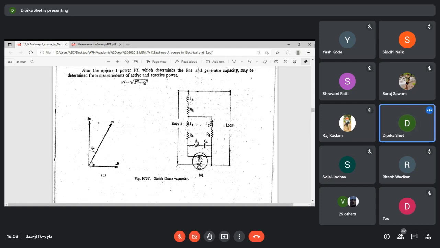As it is. In case of a wattmeter there is a pressure coil, and in case of our VAR meter, this pressure coil construction will be changed. Here the pressure coil consists of a large inductive reactance, which will be substituted for the series resistance, so that the pressure coil circuit will be made very inductive in nature. So what will happen here?